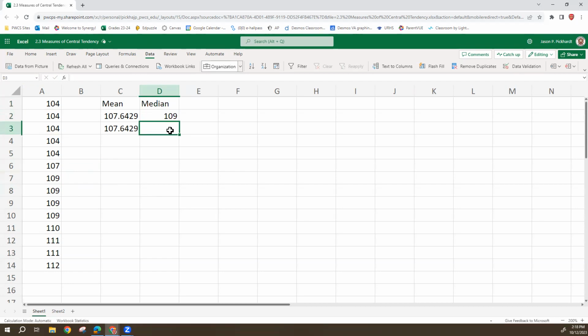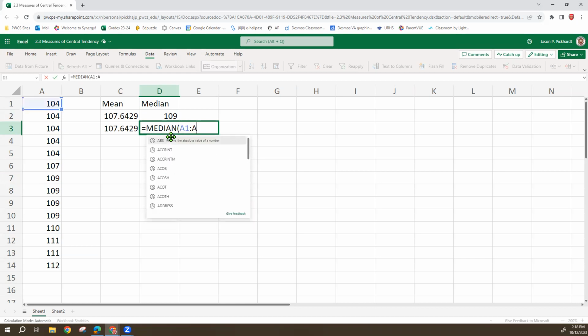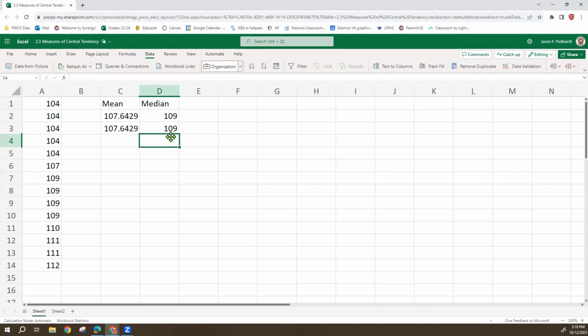If we have a very large data set, that might be a little tedious. So we can hit equals and start typing median, and you can see that it gives us an option. And we don't always have to highlight. We can type the cell. So we want to go from A1 to A14, and it'll give us our median, which is the same thing we found.